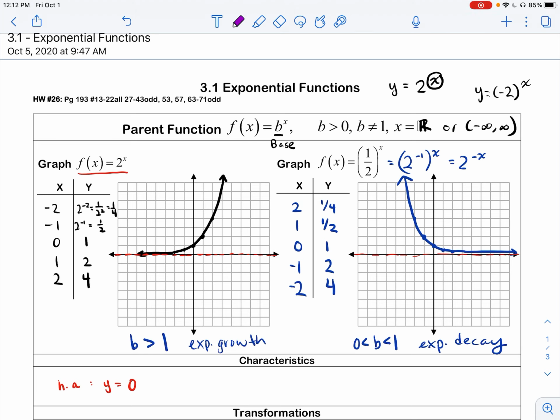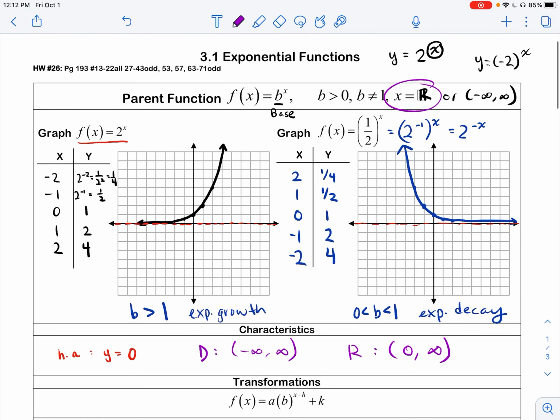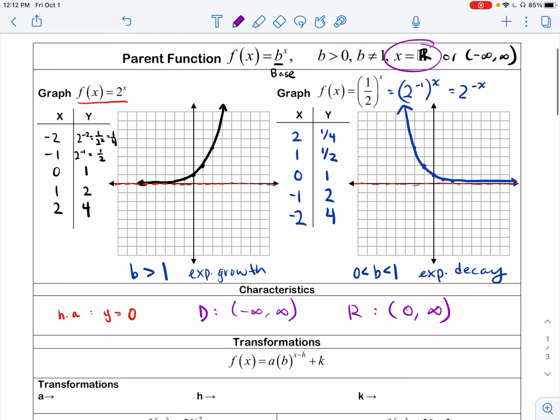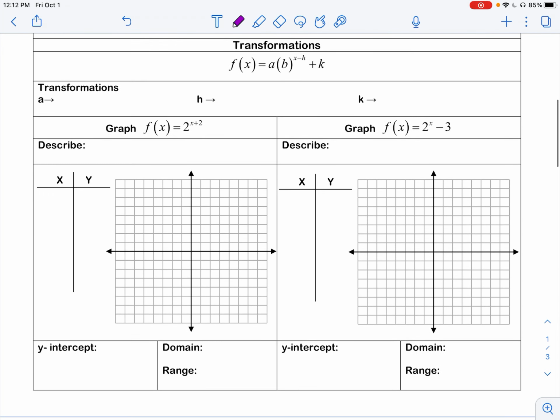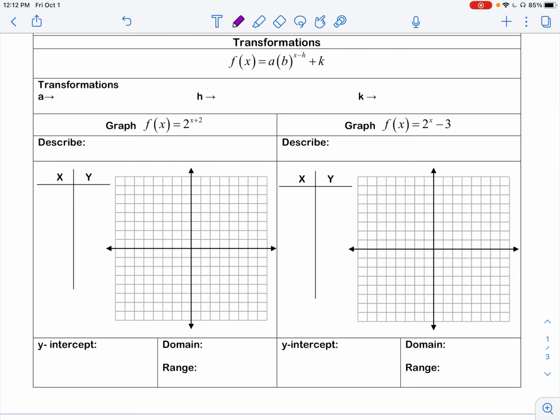And again, just to hammer a few more things home, we can see that both of these functions have a horizontal asymptote of y equals 0. The domain of both of these functions, what we can plug into our function, will be all real numbers, whereas our range right now is 0 to infinity. Only positive values can come out of this parent function. Now, vertical shifts or translations up and down can clearly change the range here. So that's a good segue into talking about transformations.